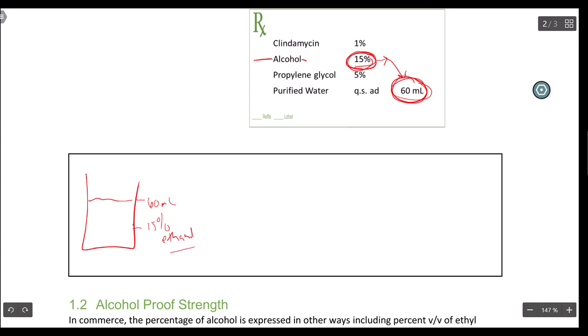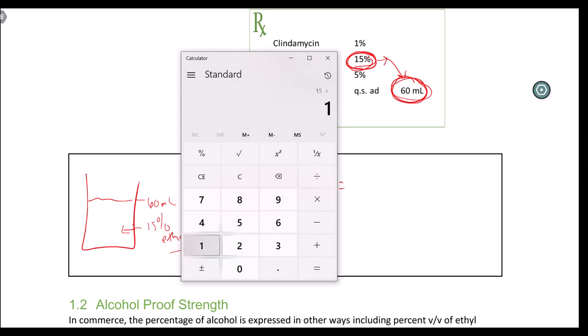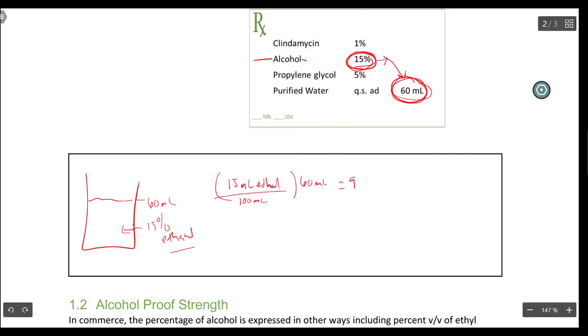How much ethanol do I need to have? 15% means that I need 15 mLs of ethanol for every 100 mLs that I make. I'm only making 60 mLs. So if I needed 15 mLs of pure ethanol every time I made 100 mLs of a product, but I'm only going to make 60, I need 9 mLs of pure ethanol. I'm using the word pure ethanol because that's what this concentration is telling us, the amount of pure ethanol.